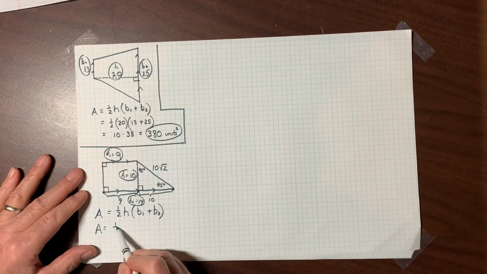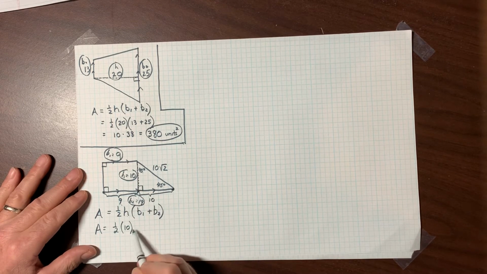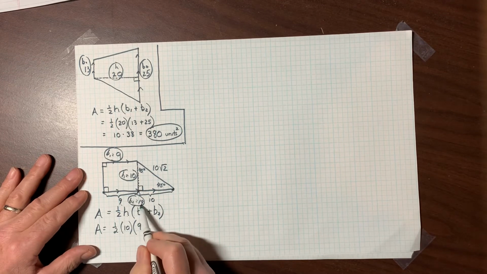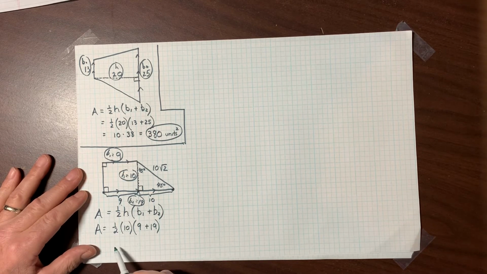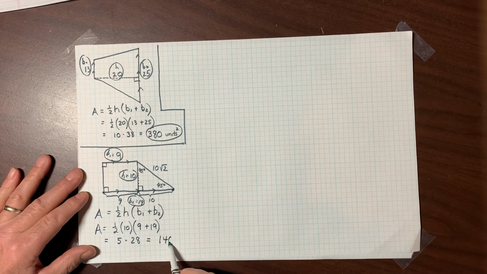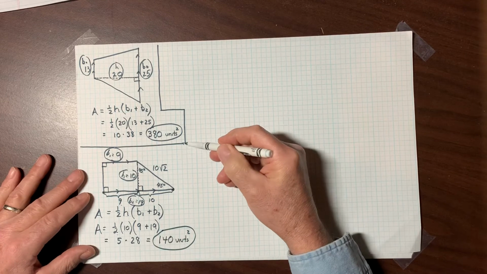Area equals 1/2 times the height, which is 10, times the sum of the bases. Top base is 9. Bottom base is 19. Again, you want to go to your calculator right now? Have at it. But half of 10 is about 5, I think. And then 9 and 19 is 28. And 5 times 28 is 140. So it'd be 140 square units for the area of this trapezoid.